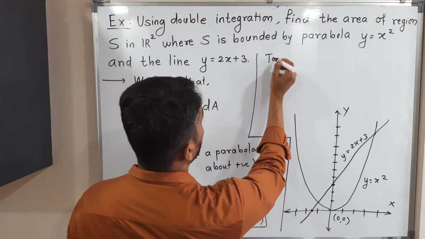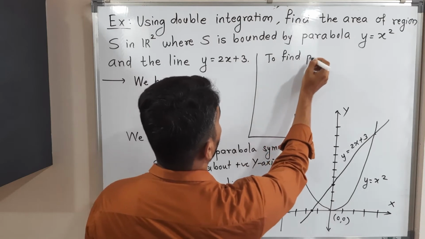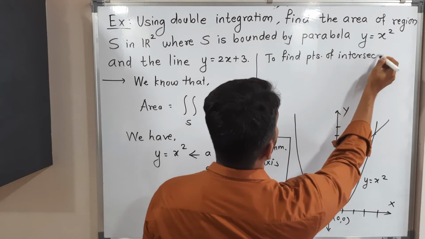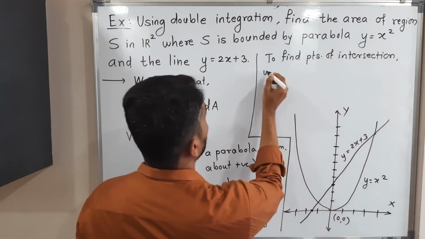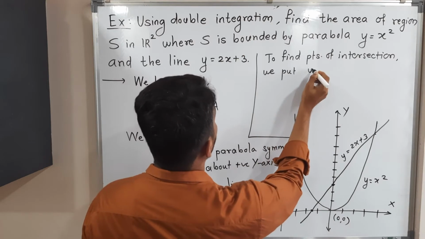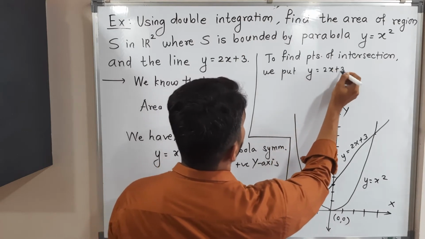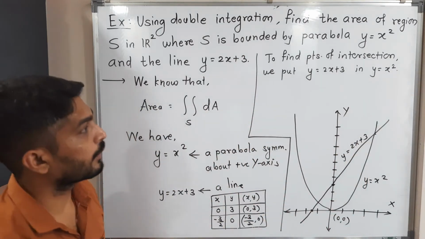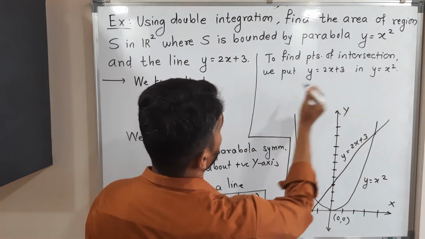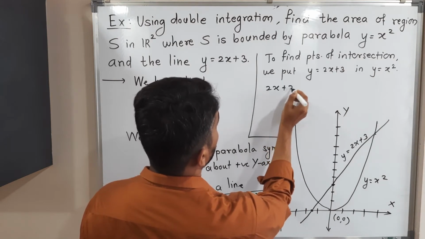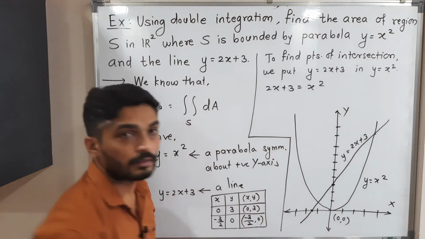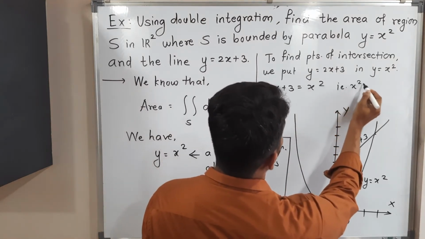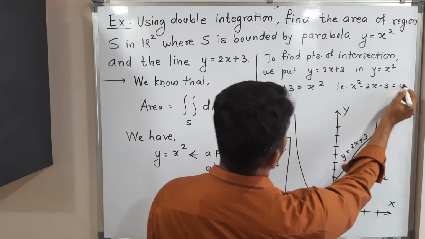To find points of intersection, we put one equation in the other. Okay, y is equal to 2x plus 3, I will put in the second equation, y is equal to x square. Let us see what we will have. So I am putting 2x plus 3 there. So 2x plus 3 is equal to x square, right? After that, what will I do? I will take all terms on one side, that is x square minus 2x minus 3 is equal to 0.